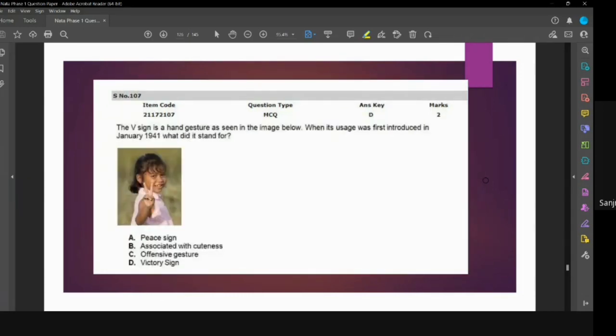Next question. The V sign is a hand gesture as seen in the image below. When its usage was first introduced in January 1941, what did it stand for? So V was for victory when it was first introduced. So the correct answer is option D, victory sign.